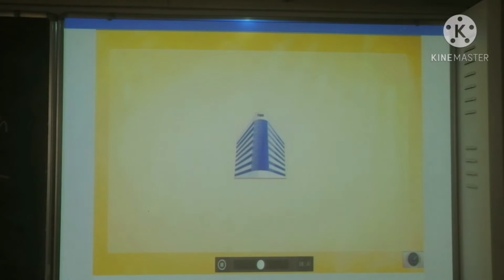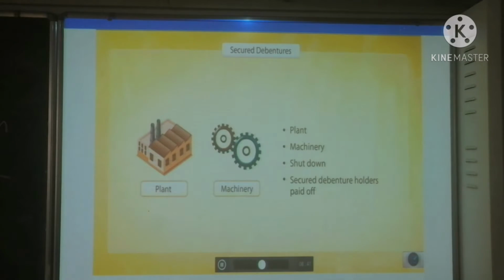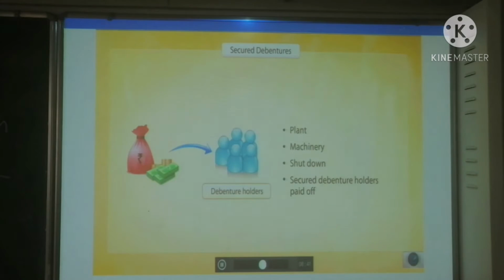From the point of view of security, there are two types of debentures: secured and unsecured. Secured debentures are secured against the fixed assets of a business. This means that if a company closes down its business, it will sell its secured assets and pay off its debenture holders.